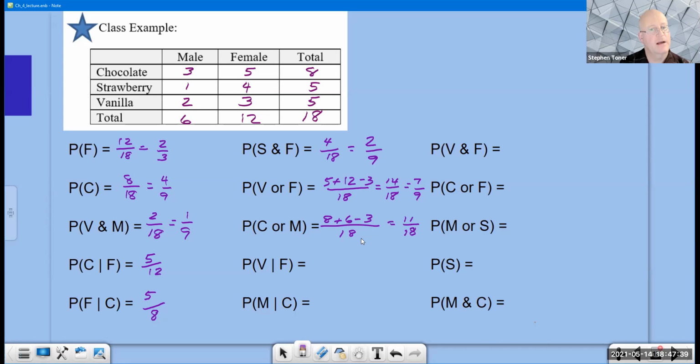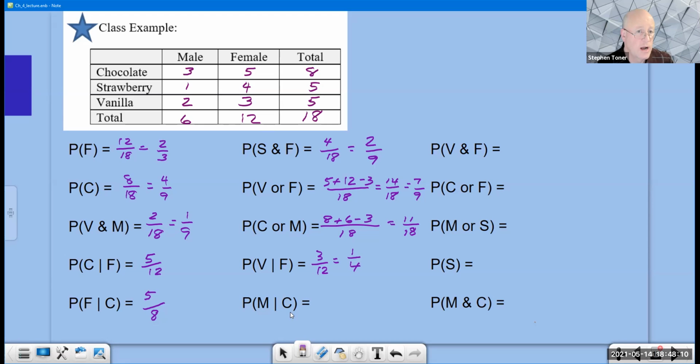Now we move back onto some more conditional probability problems. What's the probability that the person wanted vanilla given that they were female? I'm telling you, given they were female, it's in this column. It's out of those 12 people. How many wanted vanilla? 3 out of those 12. So our probability is 3/12, which reduces to 1 out of 4.